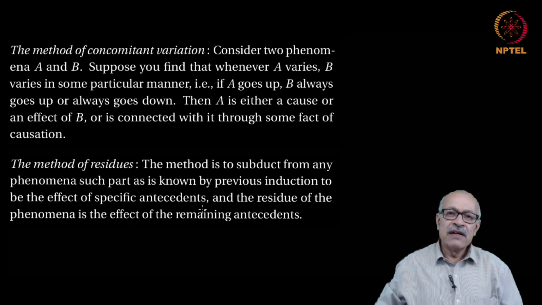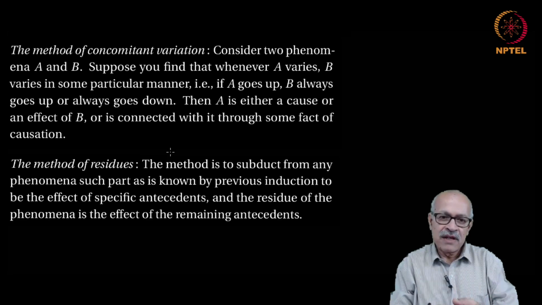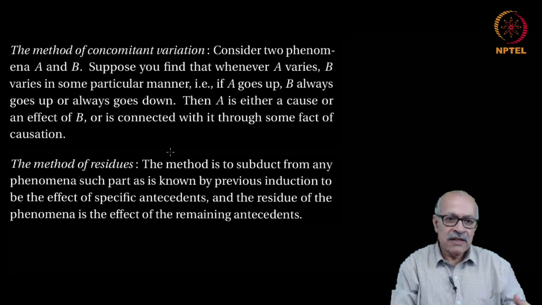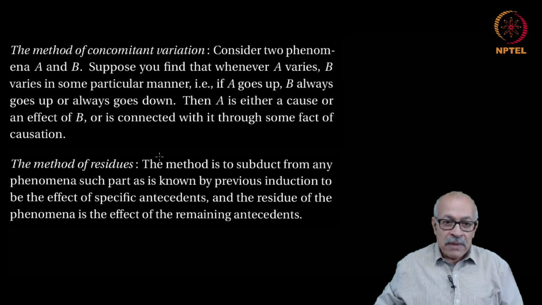The fifth one is the method of residues. In this method, Mill says, suppose an event happens, and in the situation prevailing before that, there are a few different factors, and the method is to subduct from any phenomena such part as is known by previous induction to be the effect of specific antecedents, and the residue of the phenomena is the effect of the remaining antecedents.